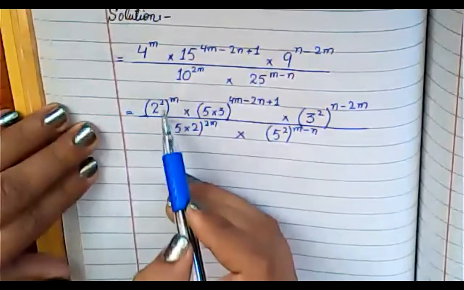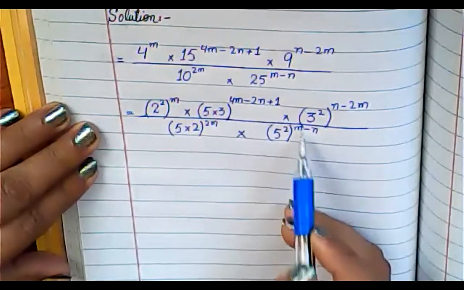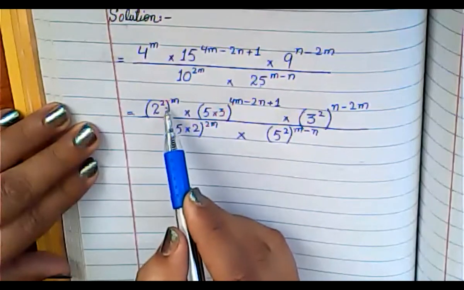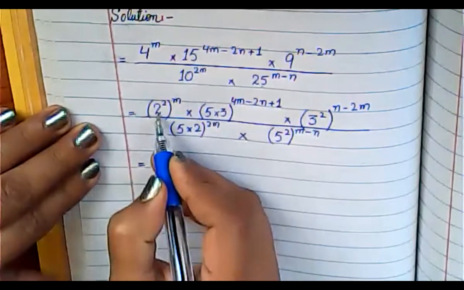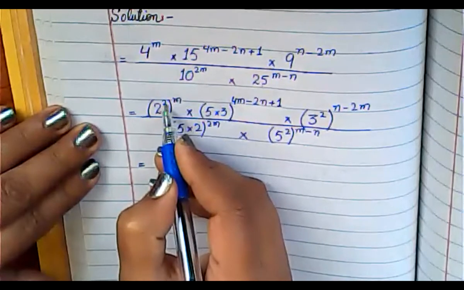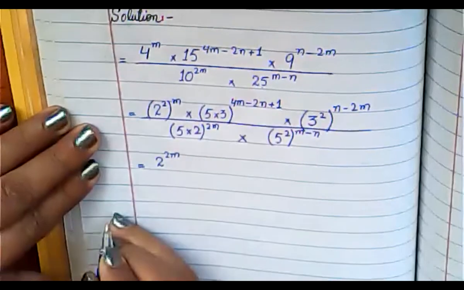Now what you have here, power to the power, power to the power, power to the power. So when you have power to the power, you will simply multiply the power. So in the next step, I'm going to multiply the power. You will take your base, which is 2, and multiply these two terms. So when you multiply 2 by m, you will get 2m.